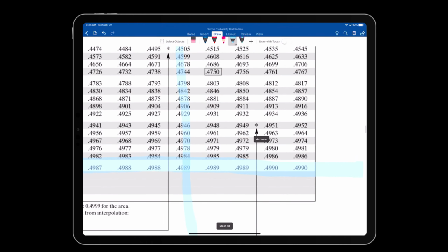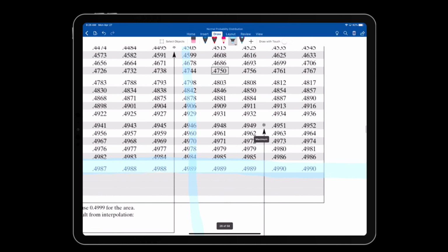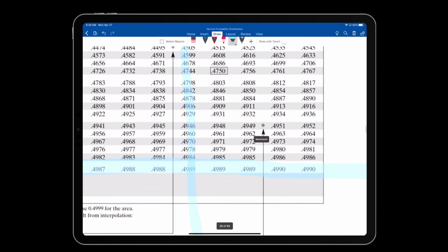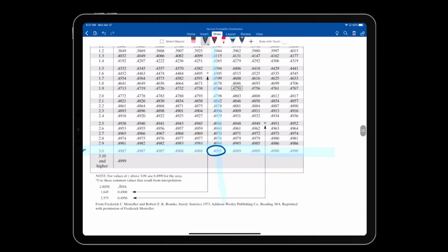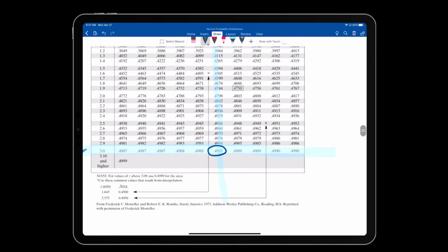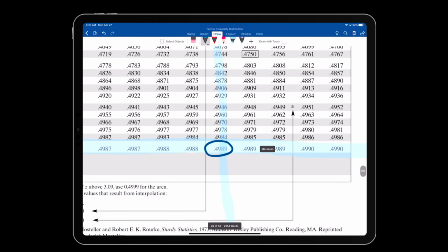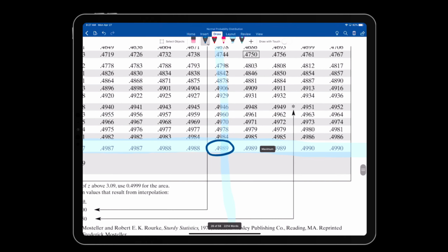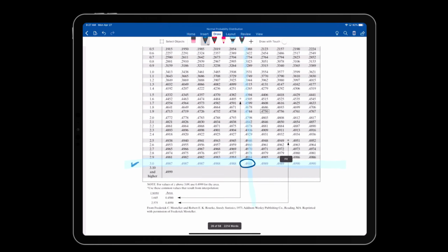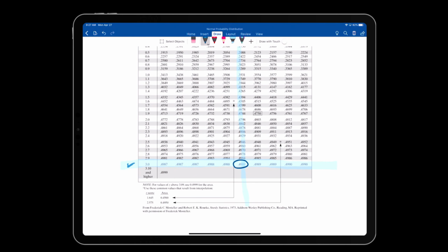Could you guys see that? I can see it. It's going to be 0.4989, right? It's right in here. Guess it didn't like me doing that. 4989. Okay, hopefully you guys can see that. 4989. All right, 4989. 49.89%. 49.89.